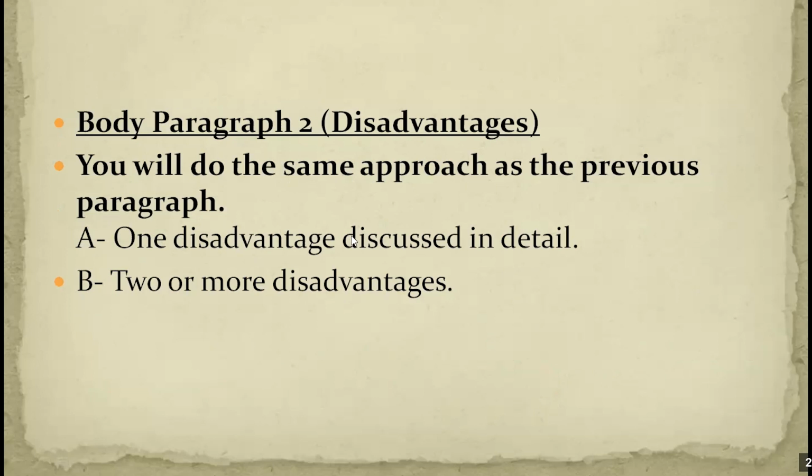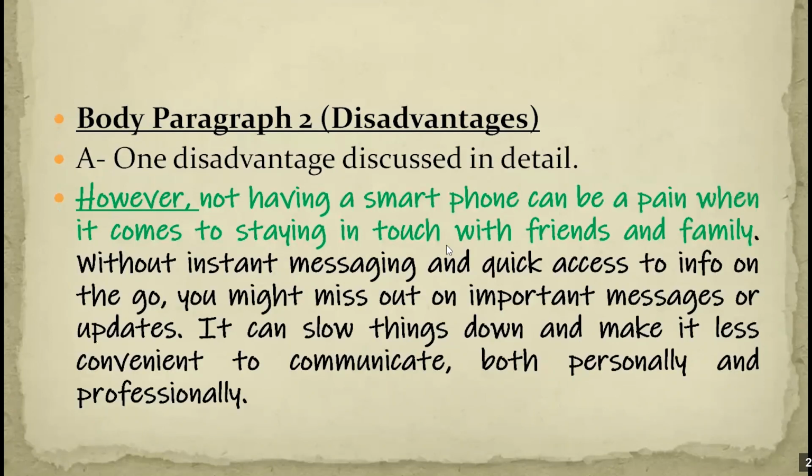We can write one disadvantage in detail or two or more disadvantages. So if you have one disadvantage discussed in detail, it goes like this. However, not having a smartphone can be a pain when it comes to staying in touch with friends and family.